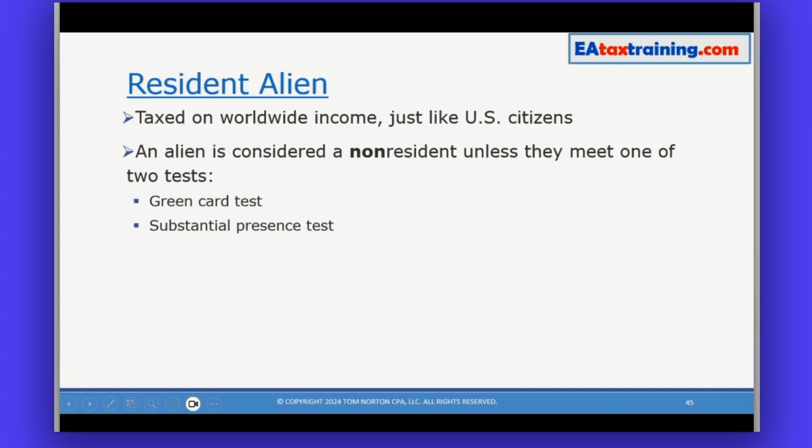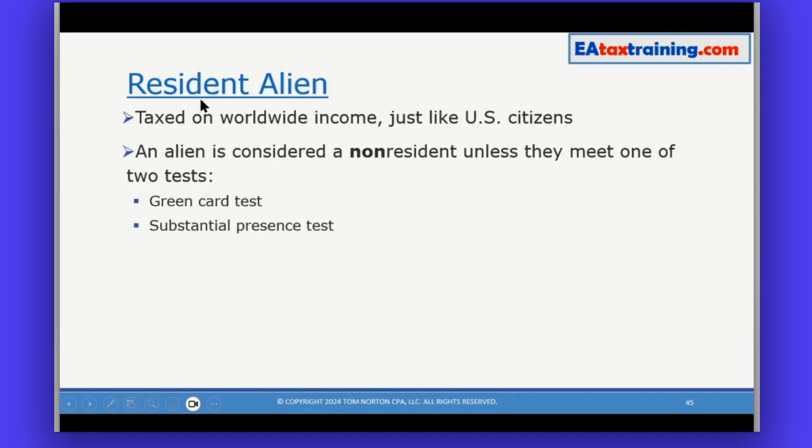But in general, a resident alien is taxed on worldwide income just like U.S. citizens. So if you are a resident alien, you're taxed just as if you were a U.S. citizen. An alien is considered to not be a resident. They are considered to be a non-resident unless they meet one of two tests, the green card test or the substantial presence test.